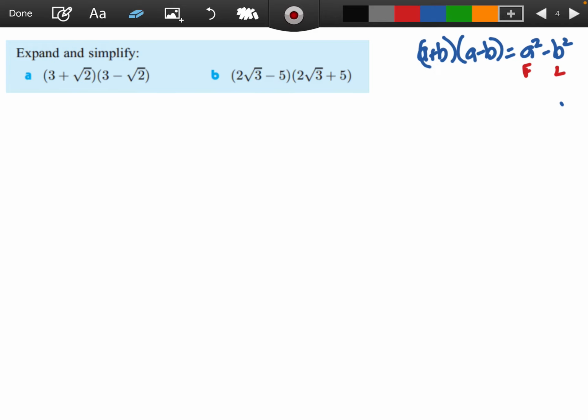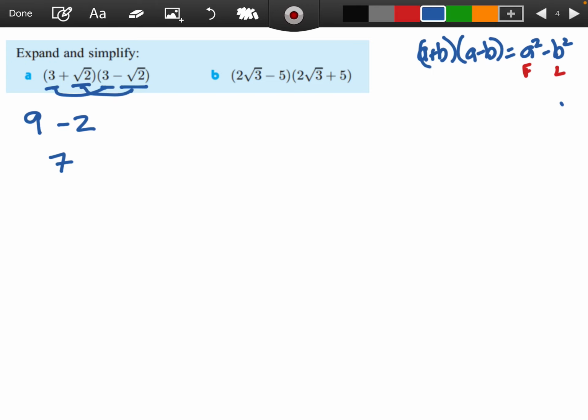So again, if we just do first and last multiplications, we've got 3 times 3 giving me 9. And last is root 2 times negative root 2, giving me negative 2 for a final answer of 7. Again, difference of squares is much easier, so we don't have to worry about the O and the I of FOIL. They will cancel one another out. So we just do the first, the last, call it a day.